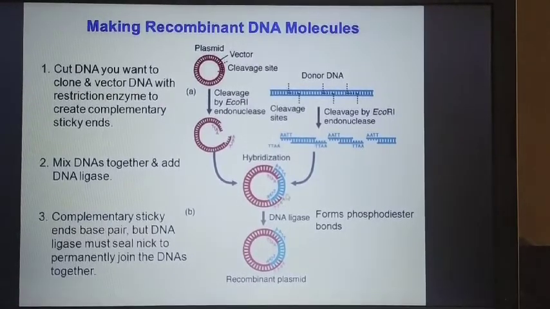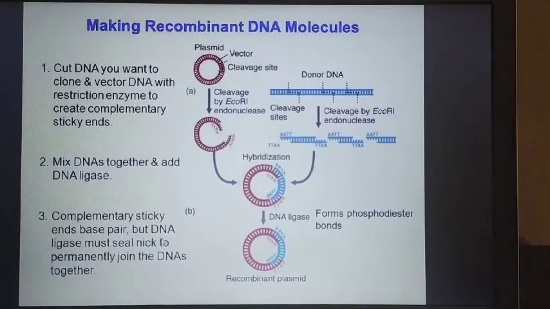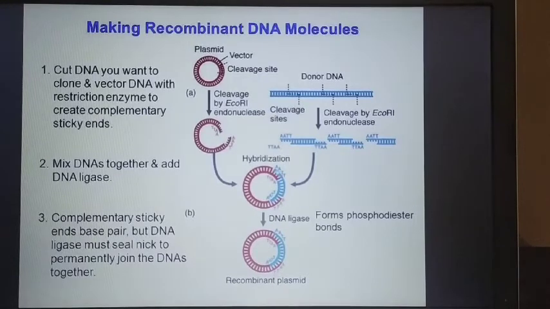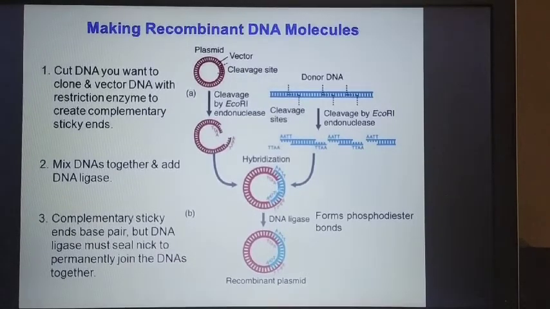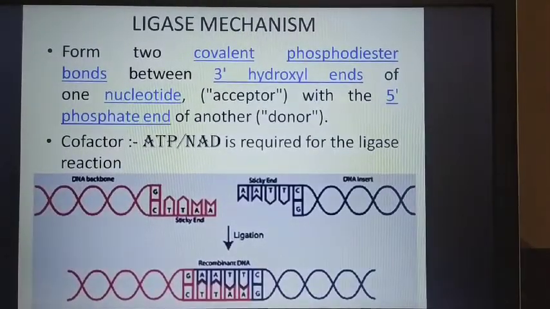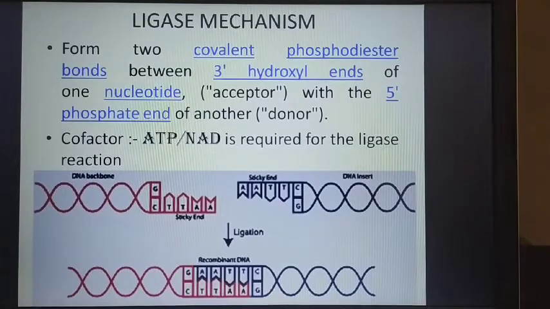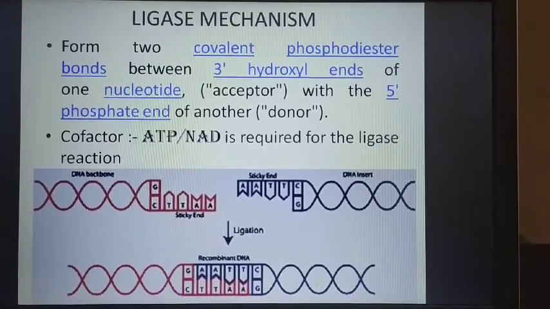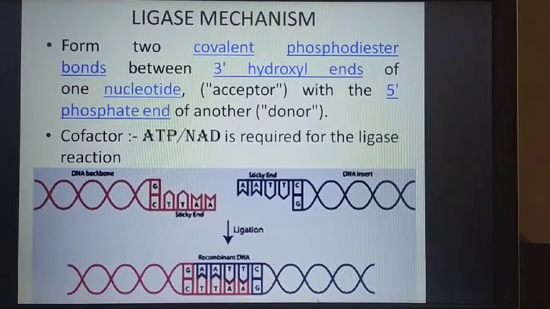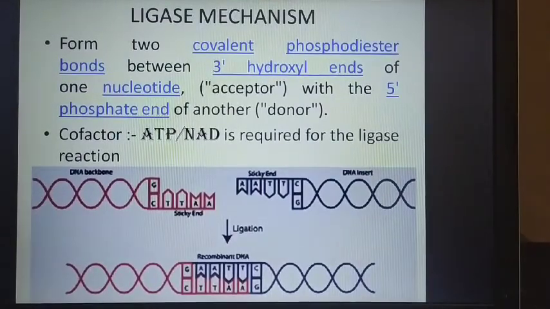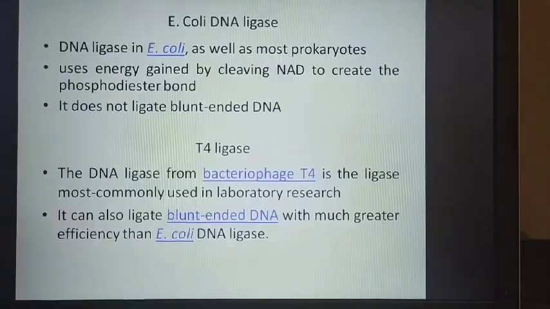So once we mix these two cut molecules together and then add DNA ligase, the ligase will seal these nicks, these breaks. You can see even though they base pair, there will be nicks, and these nicks will be sealed by DNA ligase. So that is the exact function of DNA ligase. It creates phosphodiester bonds, and the bond is created between the 3' hydroxyl end of one nucleotide and the 5' phosphate end of the other nucleotide. These enzymes require cofactors for their function. Either ATP or NAD is used for the ligase reaction.